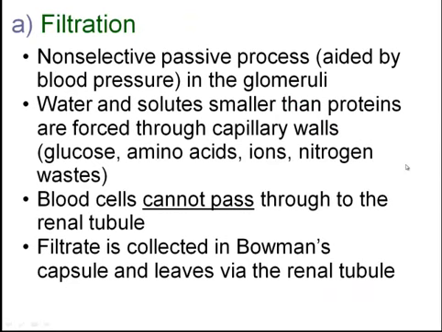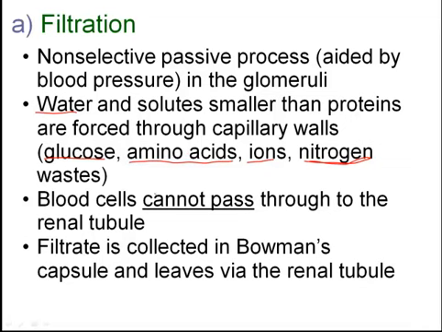Filtration is mostly a non-selective passive process, so that means that your blood pressure is helping you to control it, just your natural body process. Pretty much everything that can get out of the blood will. So water, and then anything else in your blood that is smaller than a protein will go through the capillary walls: glucose, extra sugars, amino acids from the breakdown of proteins, ions, and nitrogenous waste, which is the waste product from the breakdown of proteins. Amino acids are what proteins are made of, so a lot of times you'll get those back later on.